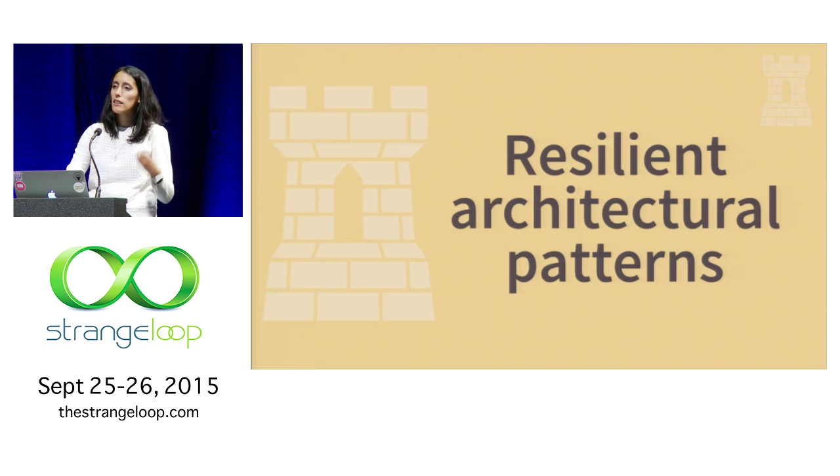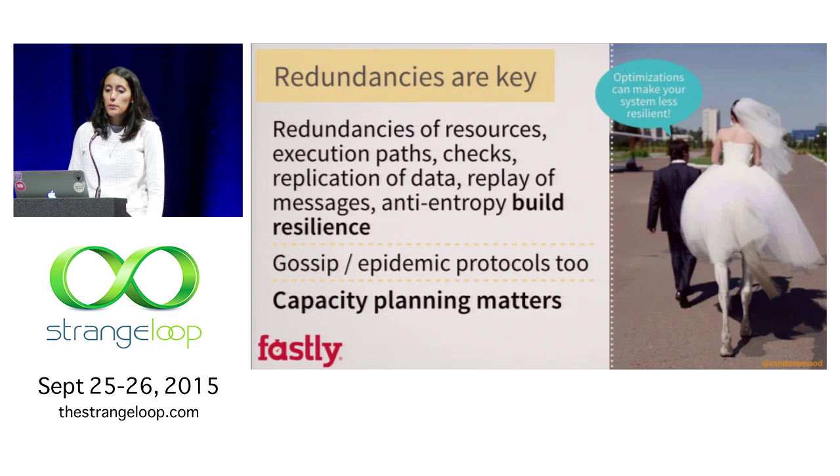So redundancies matter. Redundancies of resources, execution paths, checks, replication of data, replay of messages, anti-entropy, all of these put together help us with resiliency. Also, gossip and epidemic protocols are another example of redundancies, because they are redundancies of messages as well.